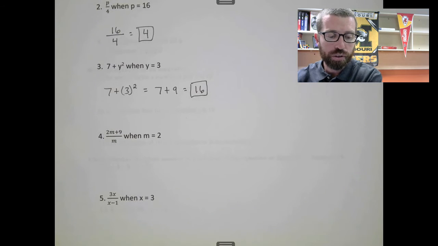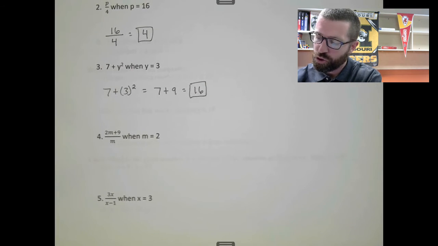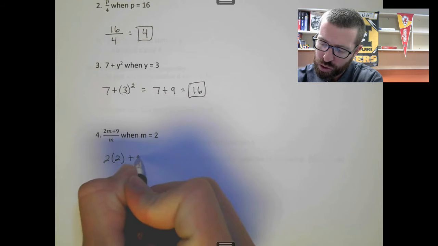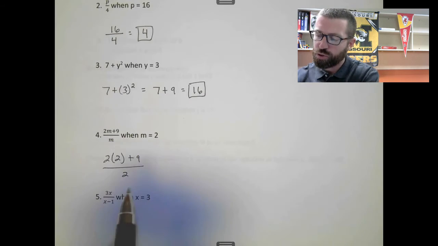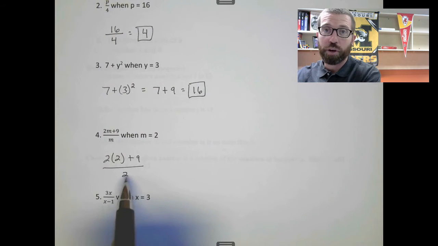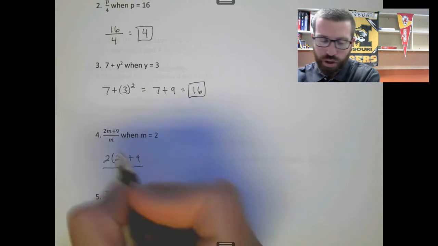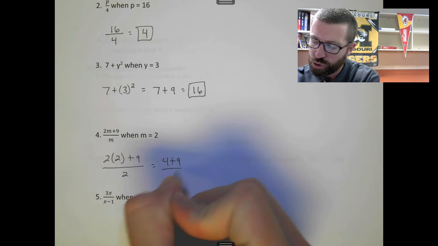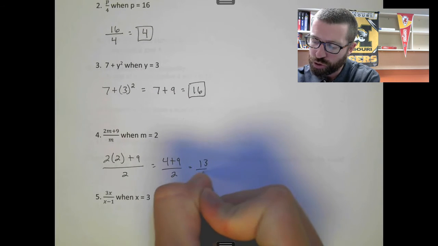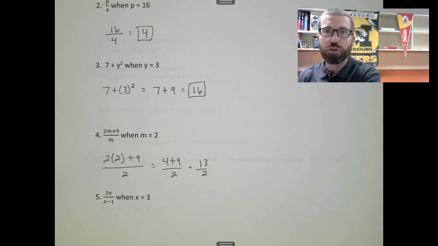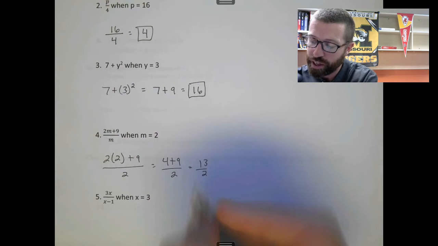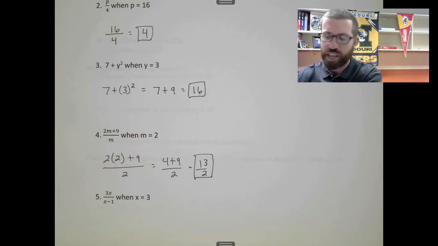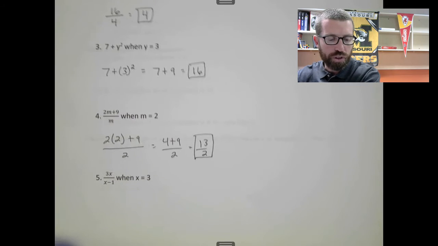Number 4, substitute in 2 for m. So everywhere you see an m, write a 2. And then you're going to do everything on top before doing anything on bottom. So you can't divide these first. So multiply and then add. So you get 4 plus 9 over 2, which is 13 over 2. And we're just going to leave that as 13 over 2. If you wanted to do 6.5, you can. But as we get further along in our math careers, the improper fraction is king, right? That's what we like. So we'll leave that there.